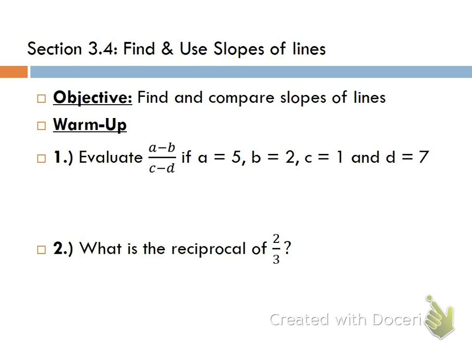It's good news. All right, evaluate (A minus B) over (C minus D) if A equals 5, B equals 2, C equals 1, D equals 7. So we just got to plug all this stuff in. In my numerator, I would end up with 5 minus 2, my denominator, 1 minus 7, 3 over negative 6, and that would reduce to negative 1/2.